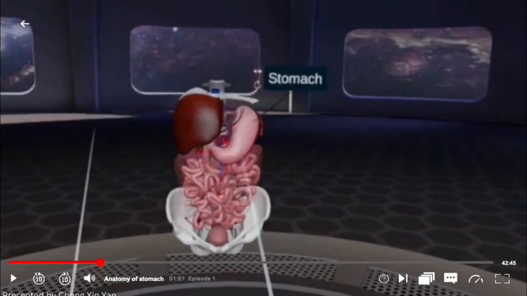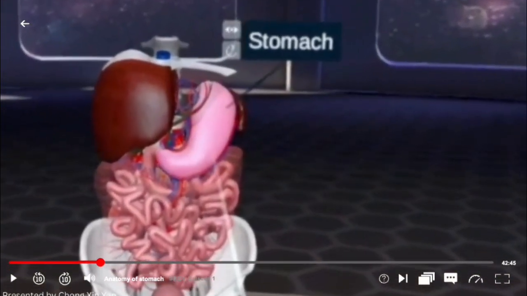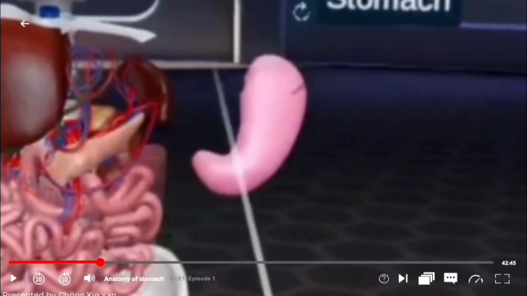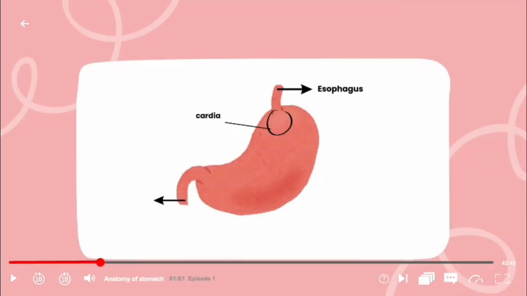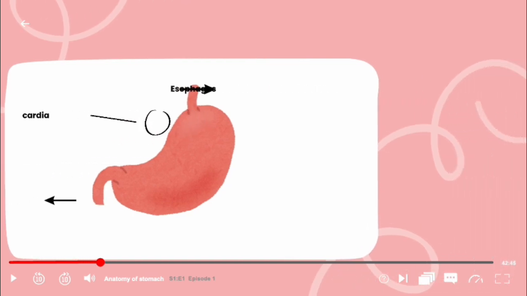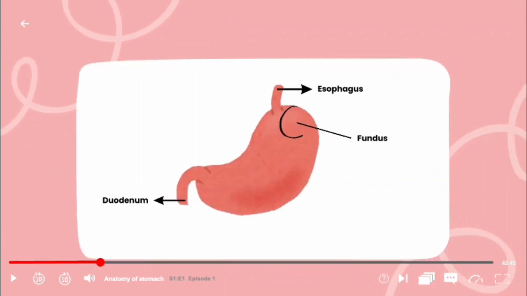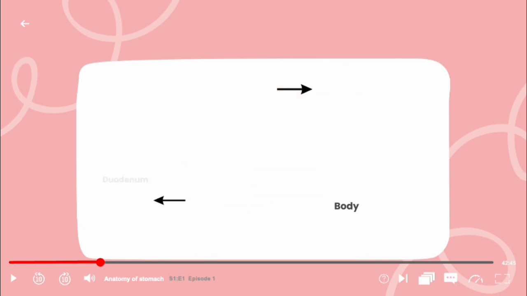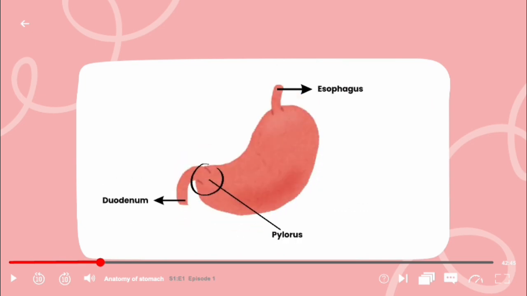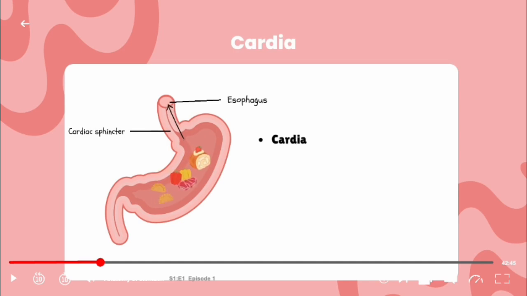It is comprised of four main regions, which are the cardia, fundus, body, and the pylorus. Now, let's move on to the anatomy of the stomach.